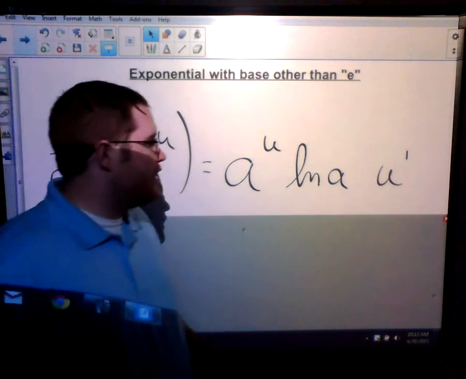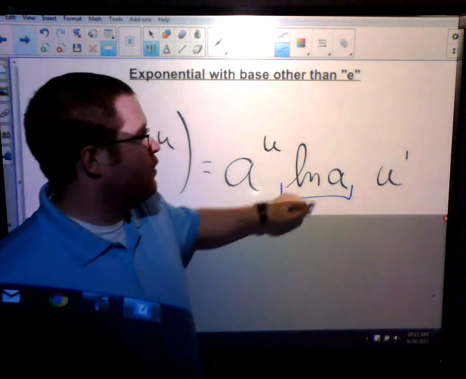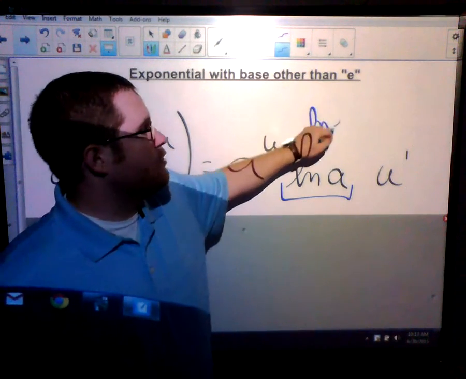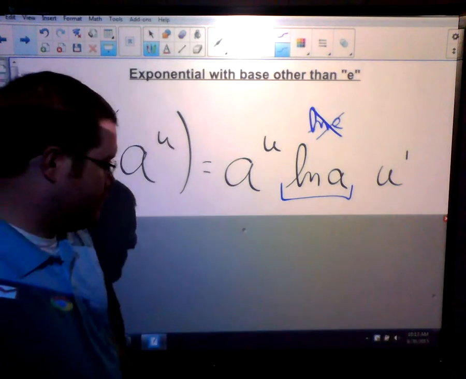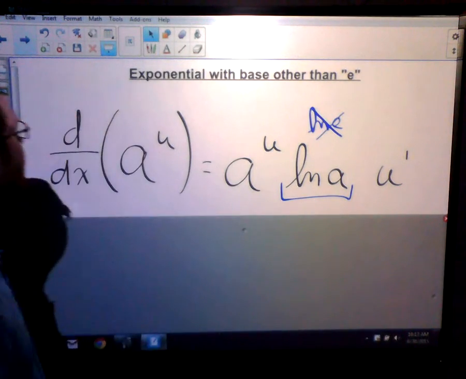Now why is it not here when it's e? Because what is the natural log of e? It's 1, so it cancels itself out. Okay? Let's try a practice problem.